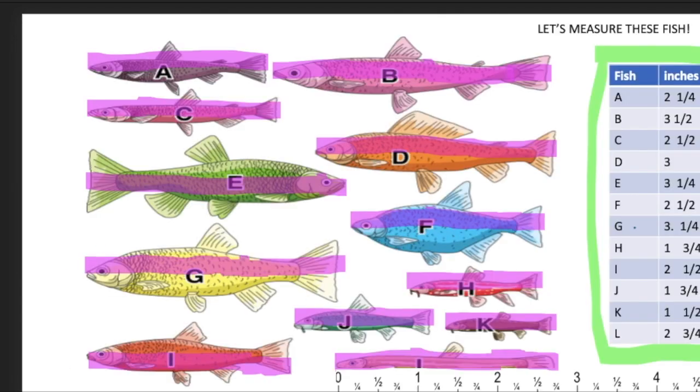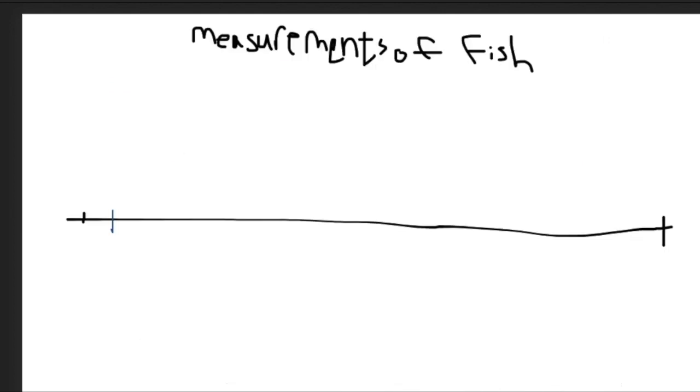Our largest fish, if we look at our table, was what? When you look at our data in this table over here, what was our largest fish? Our longest fish? Yep. It seems like our longest fish was 3 inches and 1/4. So that means that we shouldn't go any higher than 3 whole inches and 1/4.